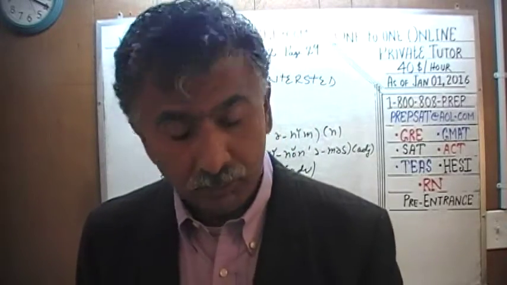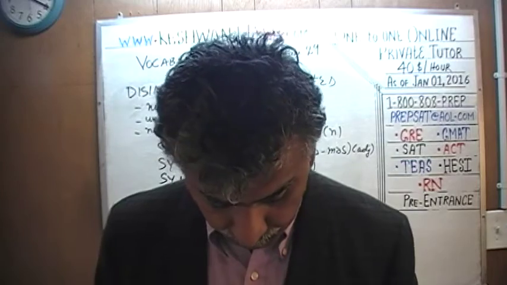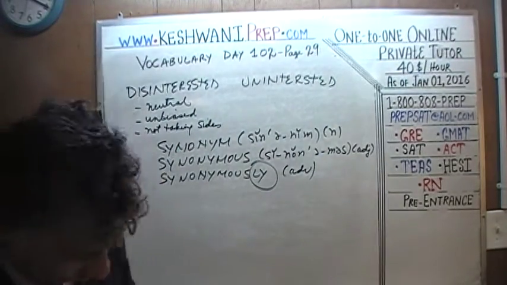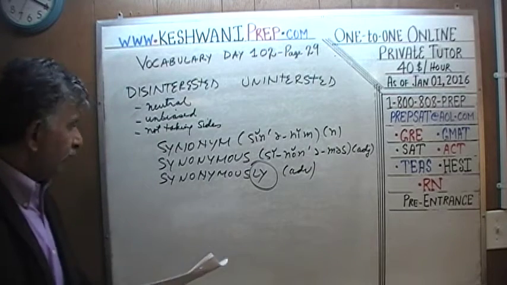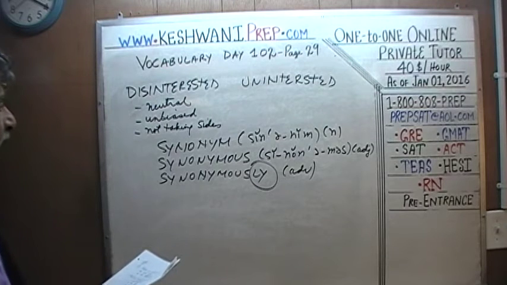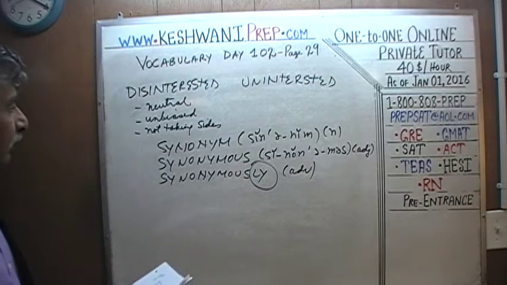Do you understand? Don't confuse the two. They are two different words. Let's move on. The last word we want to learn is in 4C. We need the room, obviously. We need to erase anything. One more time. Disinterested, uninterested. Neutral, unbiased, not taking sides.